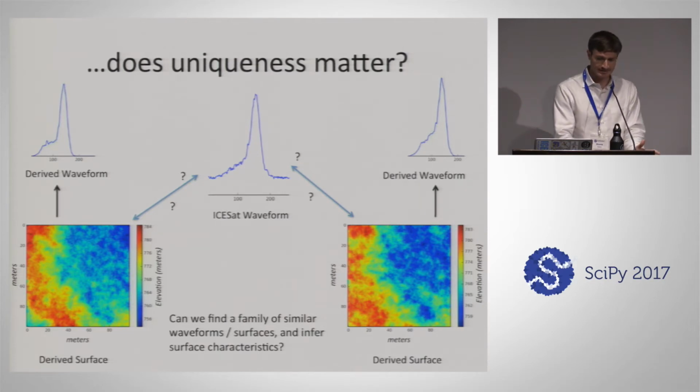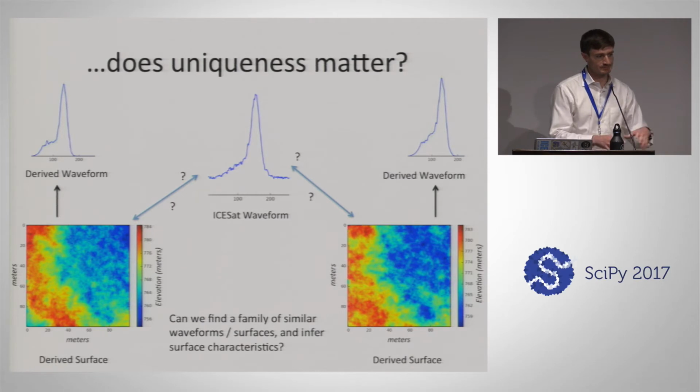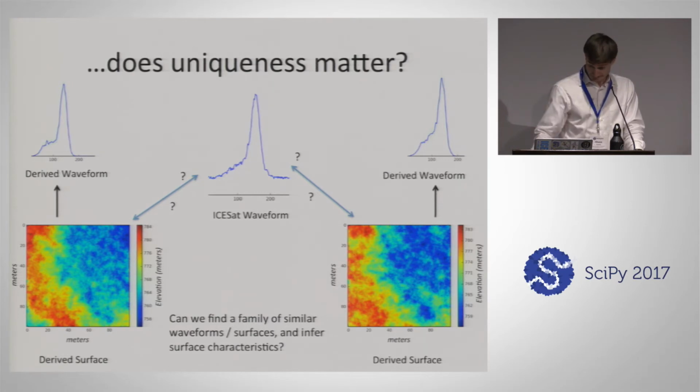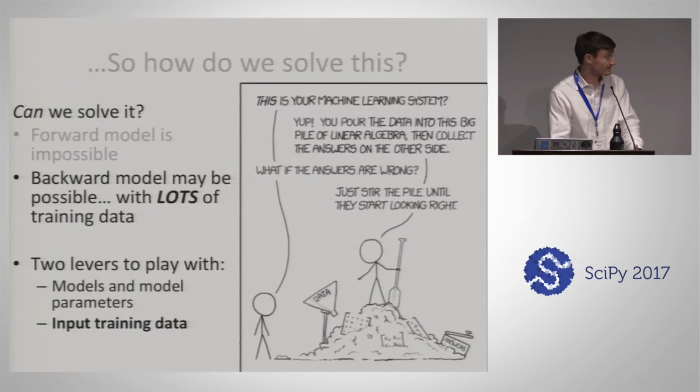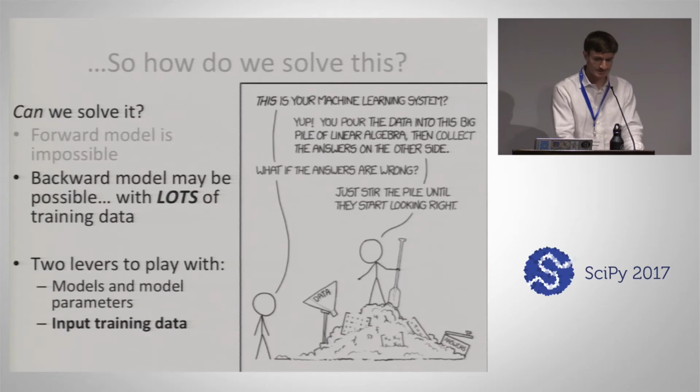And the thought is, okay, if I can forward model what a surface would produce in terms of waveforms, can I then match those waveforms to the empirical ones that I have? And if I can match those, then I can start to get a sense of what the possible types of surfaces on the ground could be for my given sensor. So how do we solve this? Forward modeling is out. Backward modeling could be possible as long as we use lots of training data.